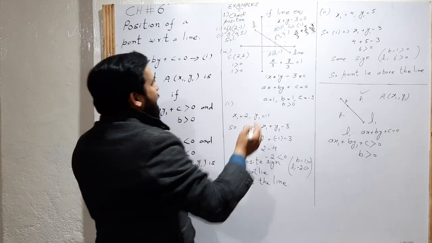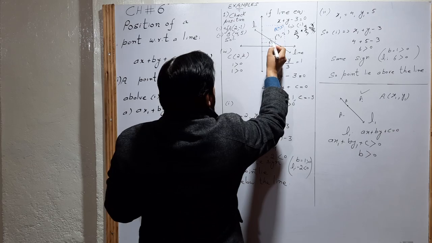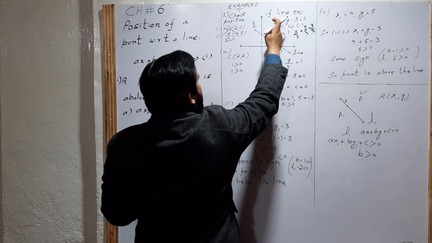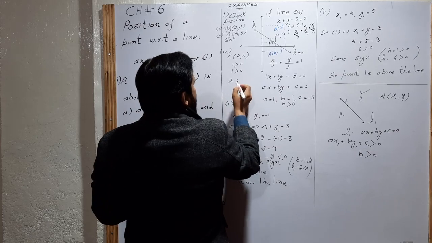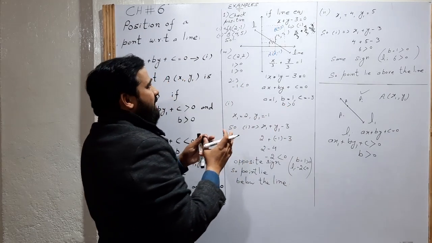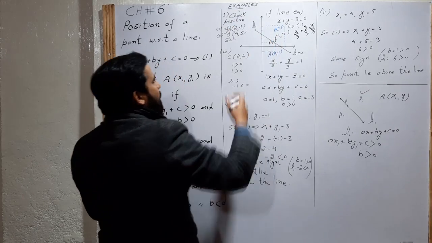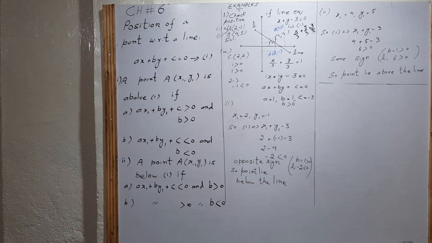If we take another point, maybe (1, 1), so replace (1, 1), 1 plus 1 is 2, minus 3, so this is minus 1 which is less than 0, and b is greater than 0, it means opposite sign, and clearly the point is below the line. So it is crystal clear how to find the position of a point with respect to a line.